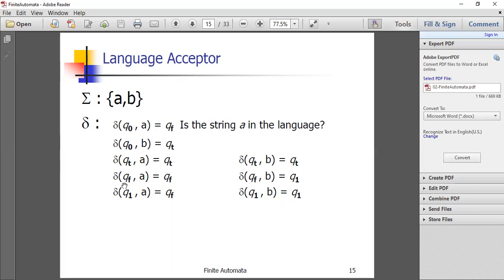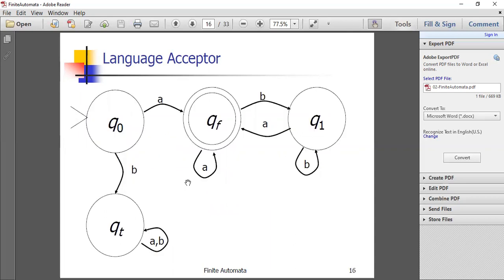So for QF on A, it is moving to the final state. QF is nothing but the final state here. So on Q1 on A, it is reaching the QF state. So these are all the input symbols here. These are all the states, and QF is the other state. So for this example, we are going to construct the transition diagram.